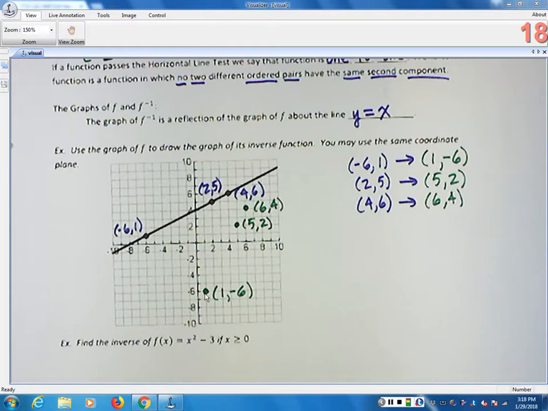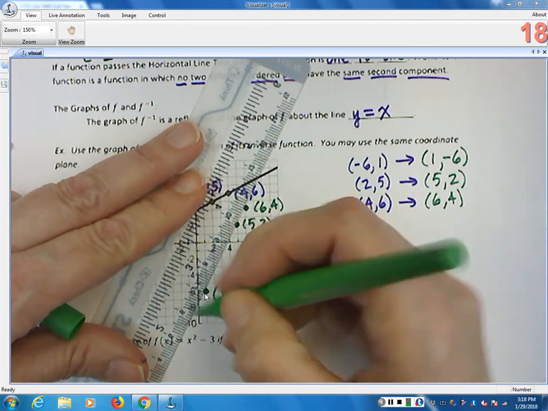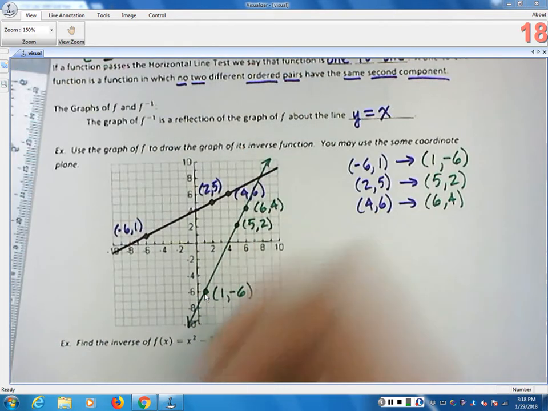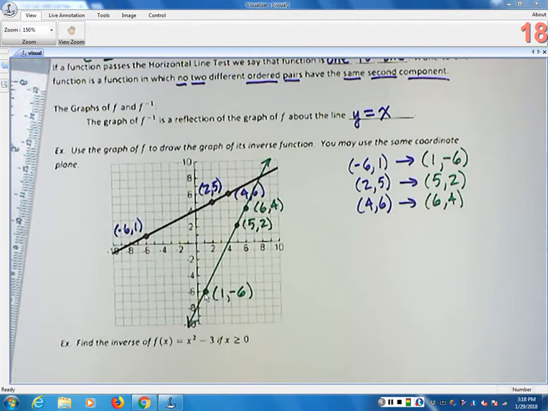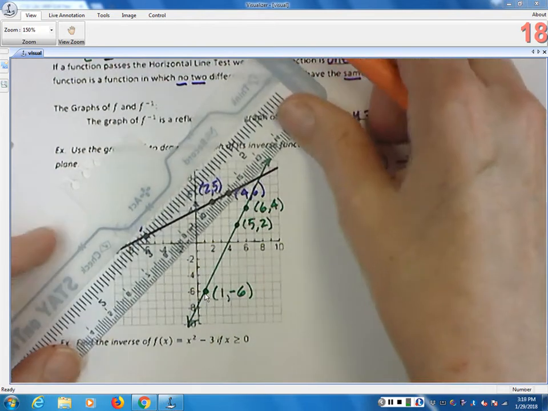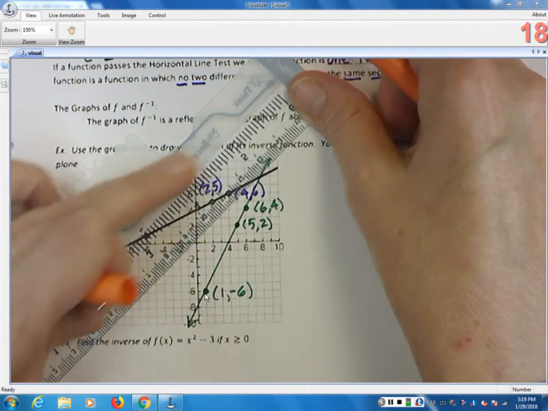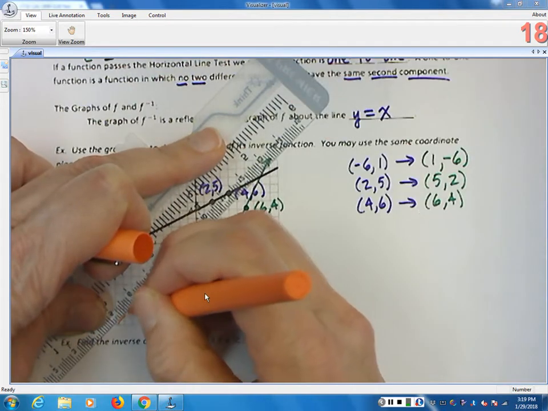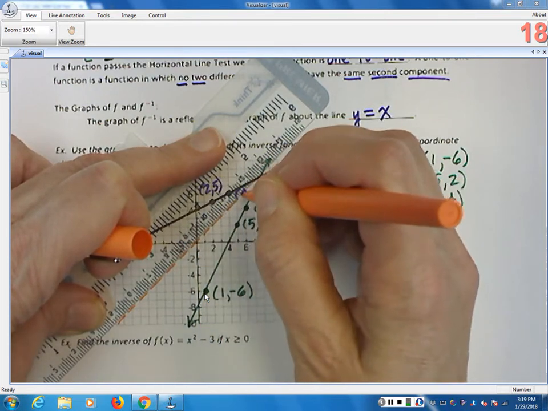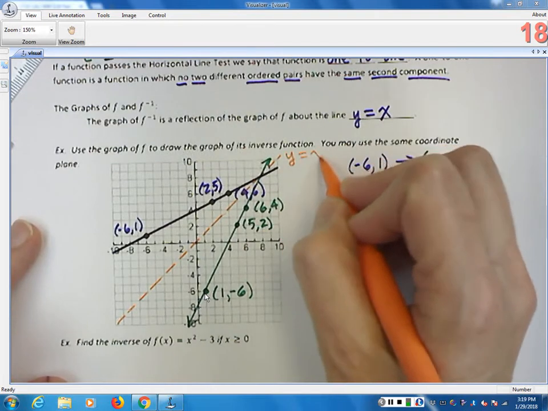And then it helps if you have a straight edge. And so this is your inverse function. And you can see that it is the reflection. This is the line y equals x. Let's see if I can get that in the right place. Close enough. Okay. If I dash in the line y equals x, okay, this orange line is y equals x.